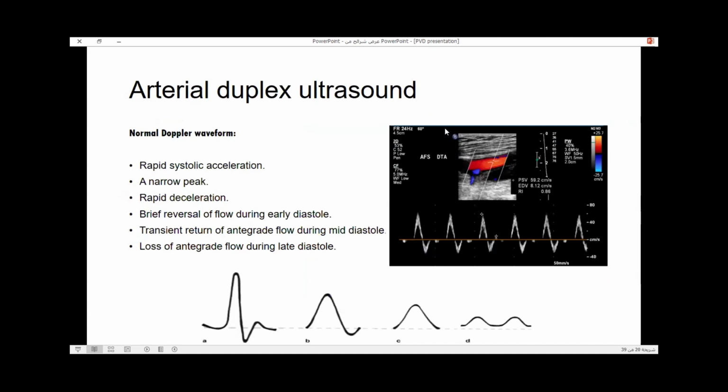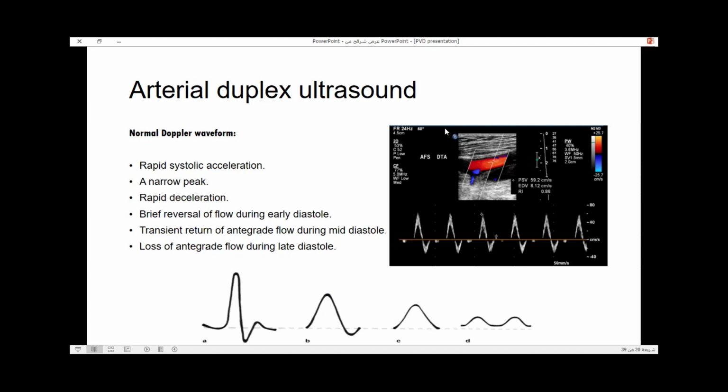For the Doppler waveform, we have about four patterns of waveforms we can get from the artery itself. First, we have to select the center of the artery and change the angle of the cursor toward the flow. So if we get those parameters correctly, we will have the best waveform for the arterial flow.